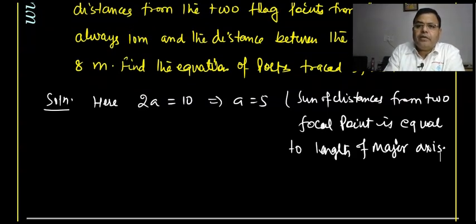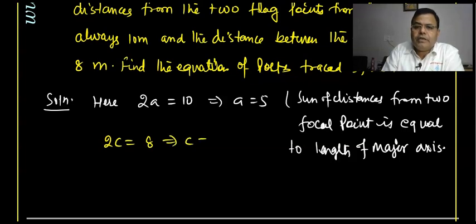Okay, now the distance between the two foci, that is 2c, is equal to what is given? 8. So c is equal to 4. Now a is 5 and c is equal to 4, and therefore b square is equal to a square minus c square.